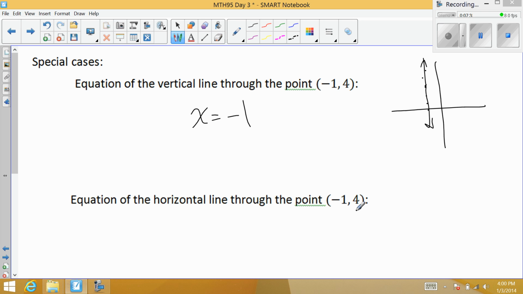If I want a horizontal line through that same point, with a horizontal line, every y-coordinate is equal to 4. So my equation is simply y equals 4. You can't get much simpler than that when it comes to writing a formula.